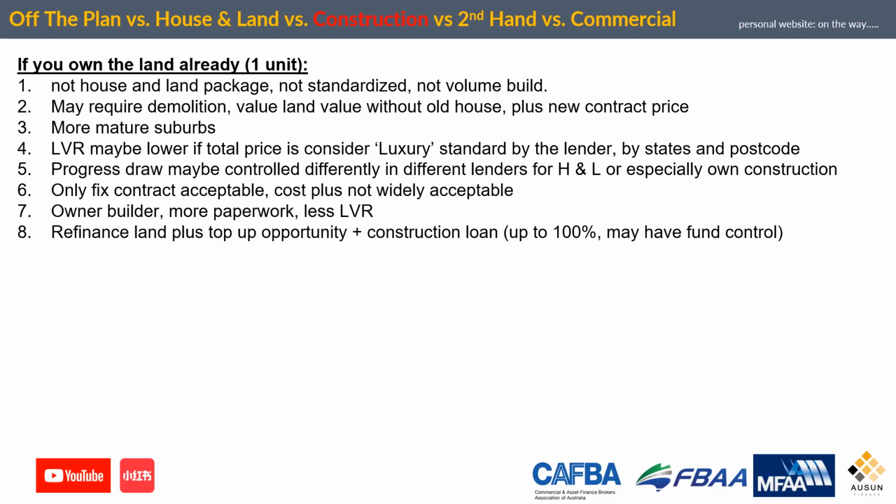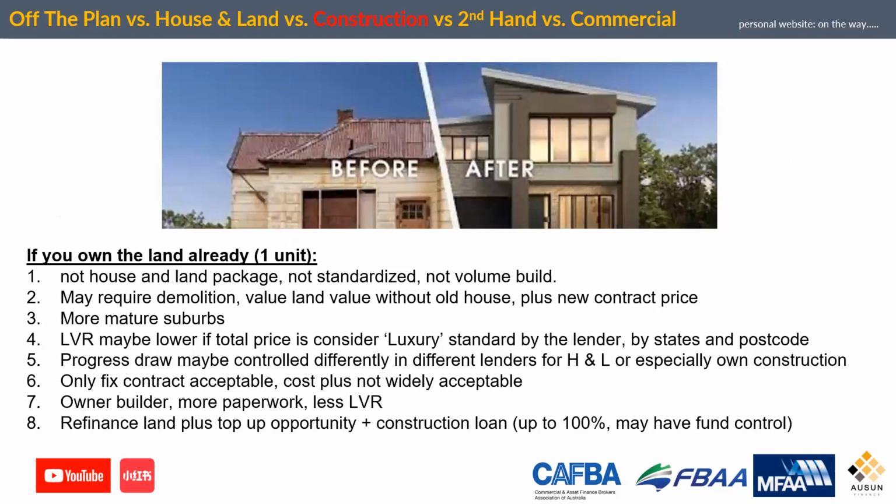All right, owner builder, again, how to get a loan. You still can, but with a lower LVR and more paperwork. And again, cost plus is not widely acceptable. Refinance opportunity: if the clients already own the land, then perhaps they have equity, and they can top up. Okay. All right, so construction before and after, if you want to build just one unit.